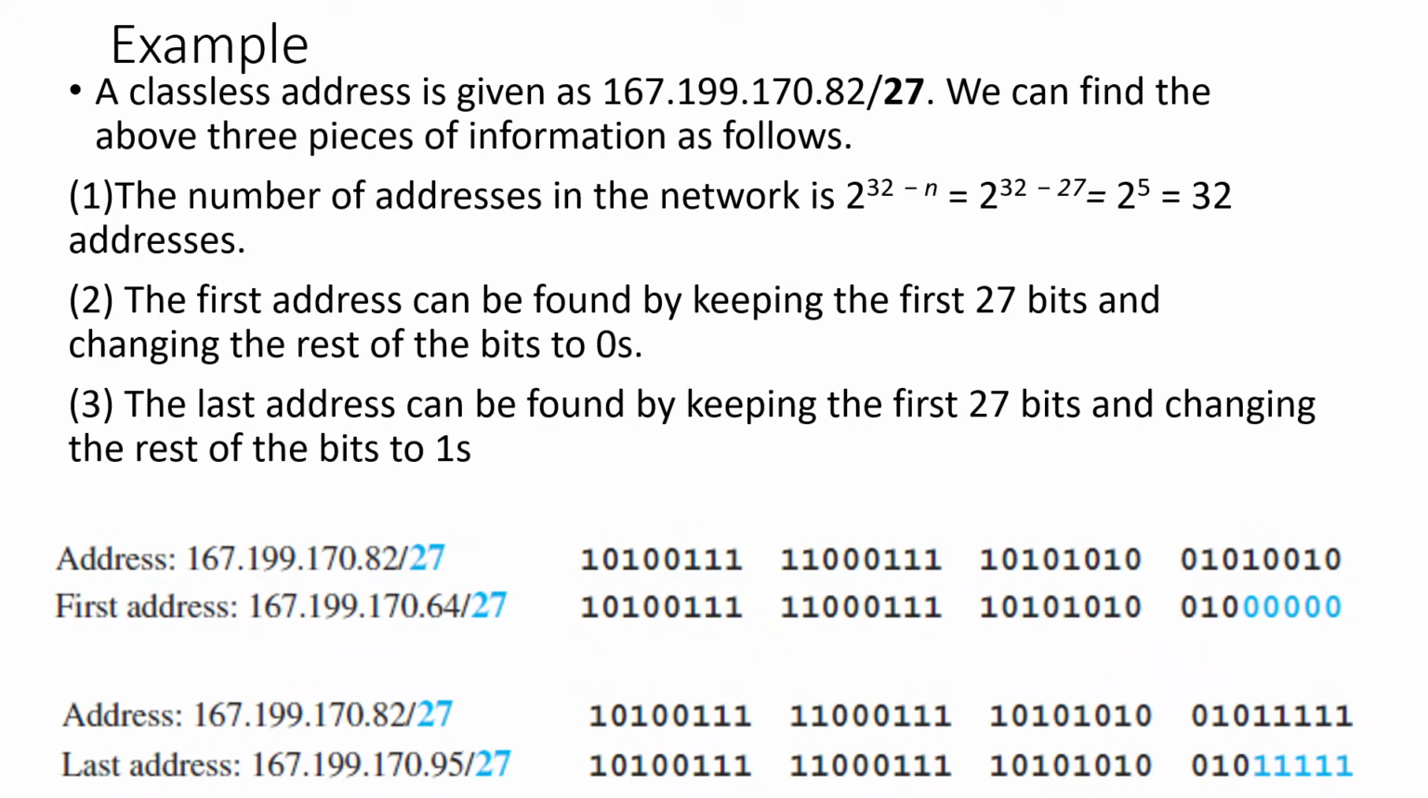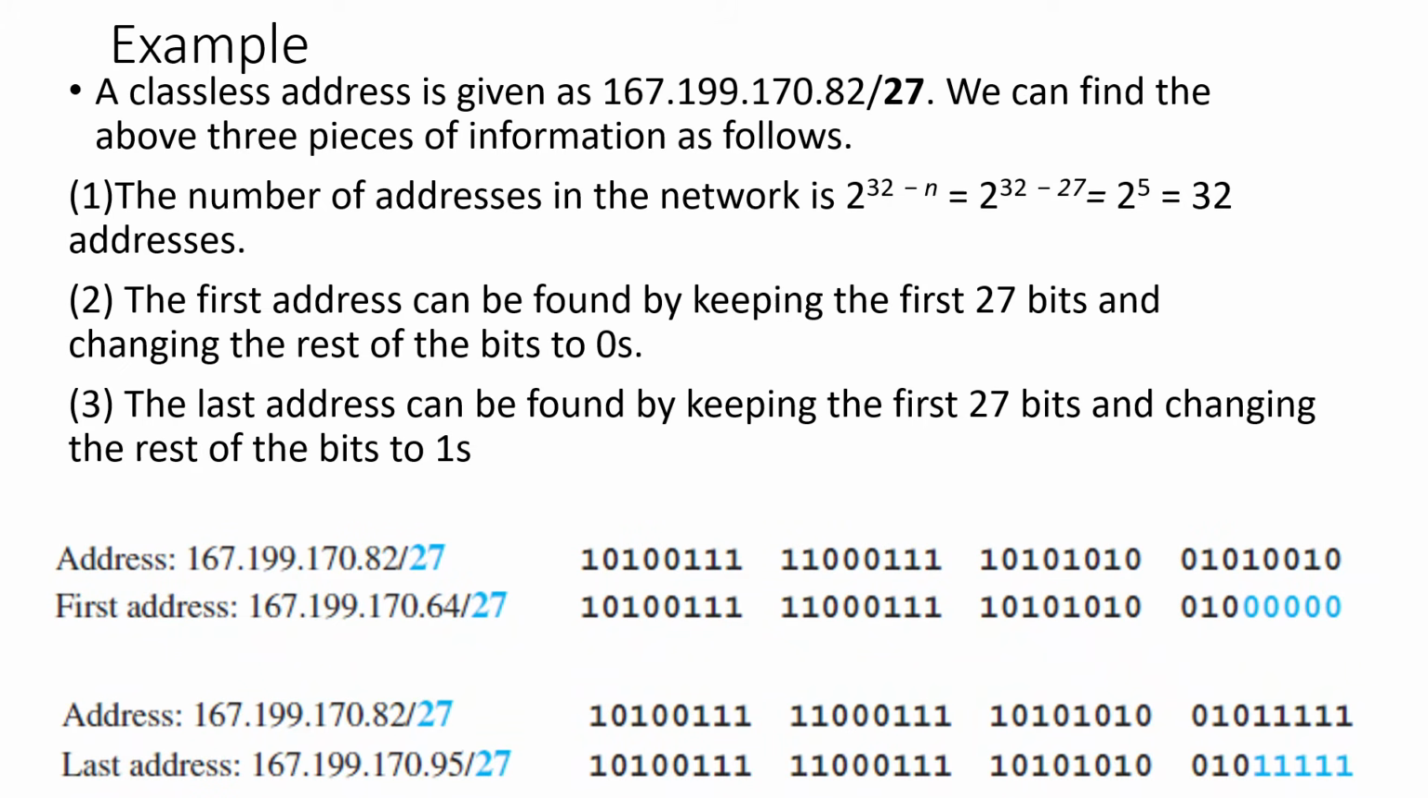Suppose you want to find the first address in this given block, then what do you have to do? You have to keep the n leftmost prefix bits as they are, and you have to set the 32 minus n rightmost bits to 0. So how can you do this? First convert the given IPv4 address into binary form. You can use the previous 8-bit octet form to convert the given IP address into binary form.